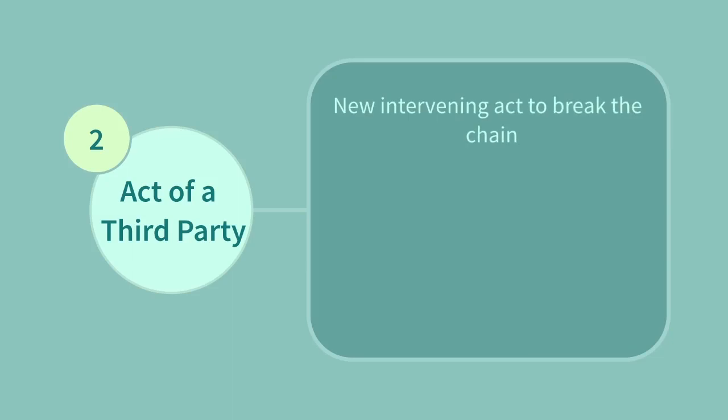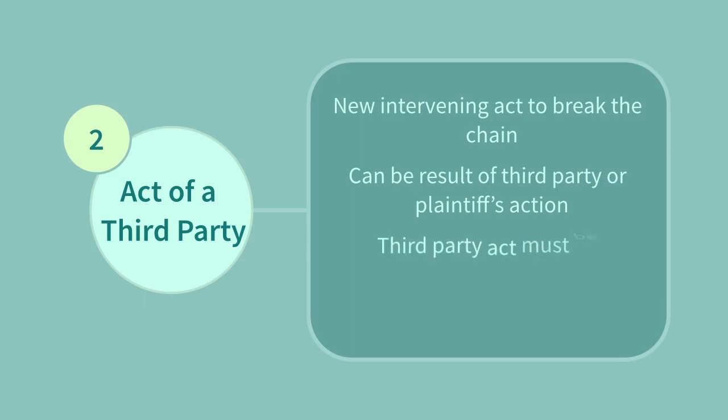A novus actus interveniens is where there is a new intervening act. This may break the chain of causation, removing liability from the defendant. The legal test applicable will depend upon whether the new act was that of a third party or an act of the plaintiff. Where the new act is of a third party, the test is whether the act was foreseeable. If the act of the third party was foreseeable, the defendant remains liable and the chain of causation remains intact. If the act of the third party is not foreseeable, this will break the chain of causation, and the defendant is not liable for the actions of the third party.